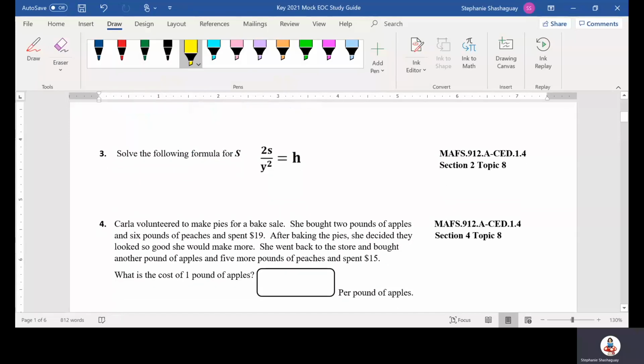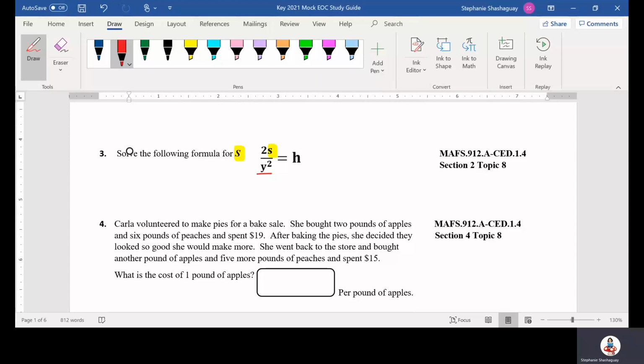Solve the following formula for S. So this is a rearranging formula or literal equation, and this came from section 2, topic 8. So if I'm trying to solve for a specific variable, in this case s, I need to get rid of everything else that is currently with that s. So the first thing I want to remove is this y squared.